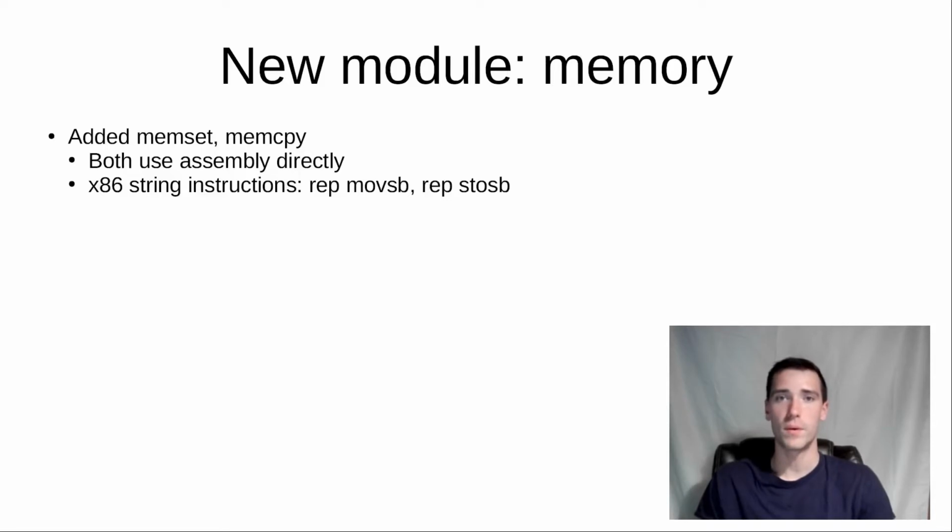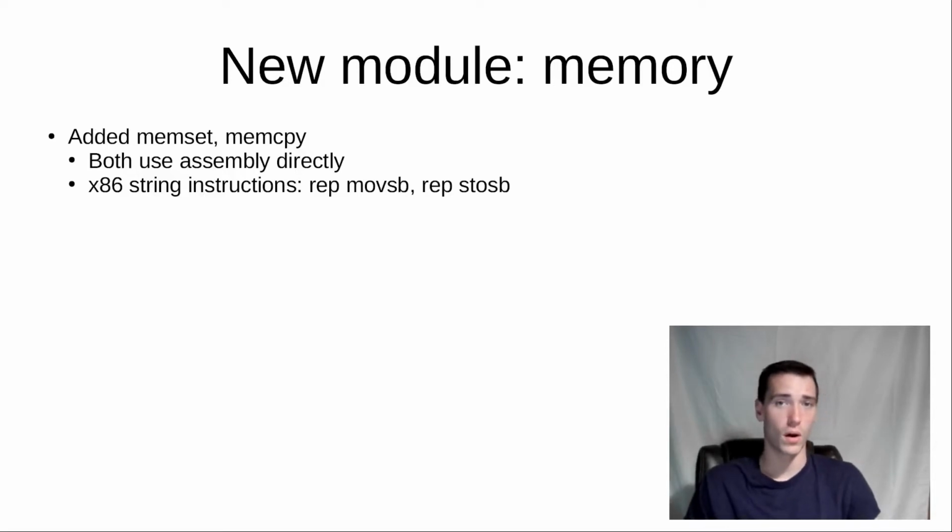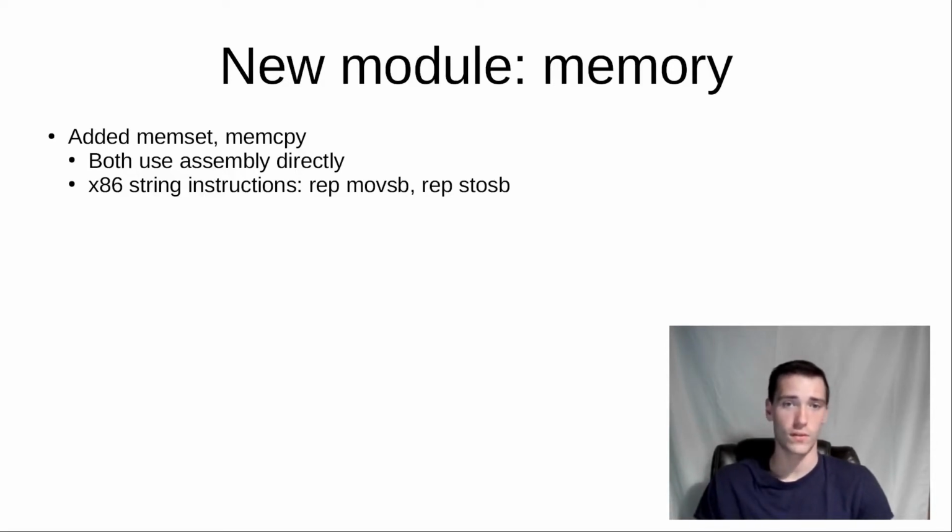Memset and memcpy were surprisingly difficult to implement, but I was able to use assembly to get some semblance of them working using the string instructions in x86, so rep move string byte, rep store string byte, and I've tested it out. It's working. I'm using it to store all of VGA memory, in the case of memcpy, in high memory space in text mode so that I can restore it when I come back.